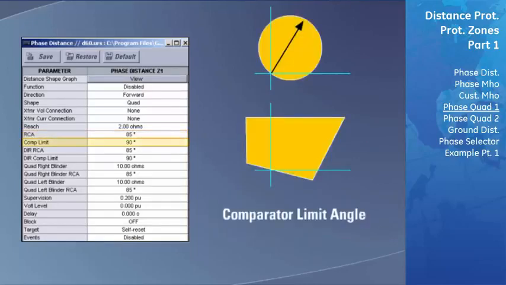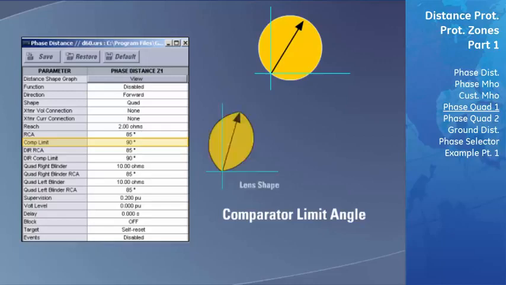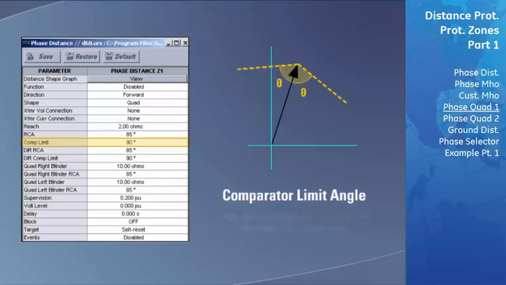The comparator limit angle setting is used differently in the quadrilateral characteristic than it is used in the Mho circle characteristic. For the Mho characteristic, the comparator limit angle was used to define the overall shape of the Mho circle. Changing the setting would result in the Mho circle being lens or tomato-shaped. For the quadrilateral characteristic, the comparator limit angle specifies the angle that the top of the quadrilateral zone will extend from each side of the reach, forming a symmetrical tent shape.